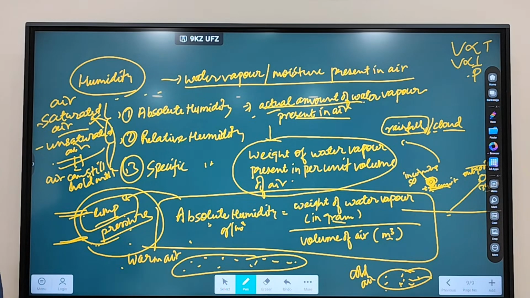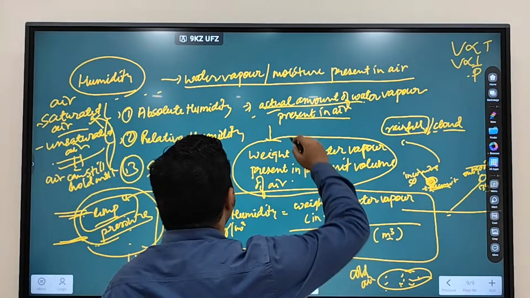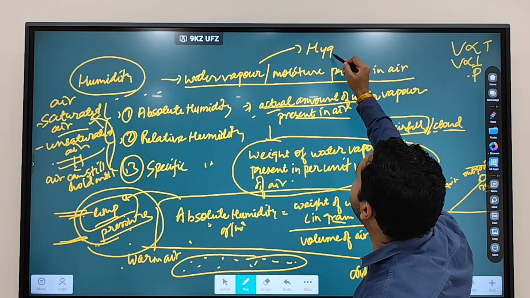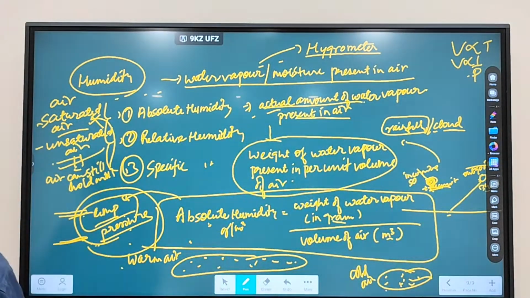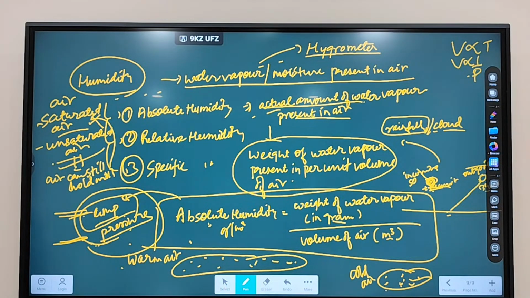Continental air mass, polar air mass: you are dividing this based on what? Source of origin, whether they originate in the tropics or in the polar region. Fine. And lastly, you have the concept of humidity. Remember what is humidity and what is absolute humidity. One more thing, the instrument used to measure humidity is called a hygrometer. So we measure 80% humidity with an instrument referred to as a hygrometer. Fine. Any doubt?